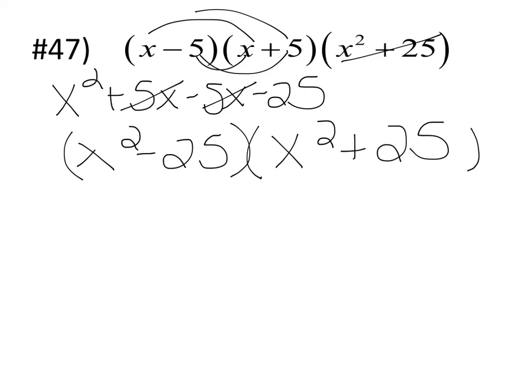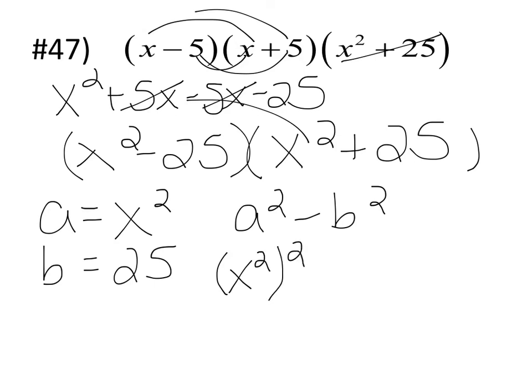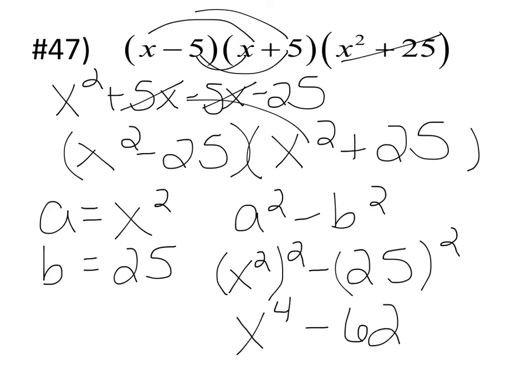Now you also have sum and difference here if you want. I'm just going to go ahead and distribute again. Well, what the heck, let's do sum and difference. So a is x squared, b is 25. Okay? So we've got a squared minus b squared. So a squared is going to be x squared squared, minus b squared is going to be 25 squared. So if you take a power to a power, you multiply, so it's x to the fourth minus 25 squared is 625. So it's x to the fourth minus 625.